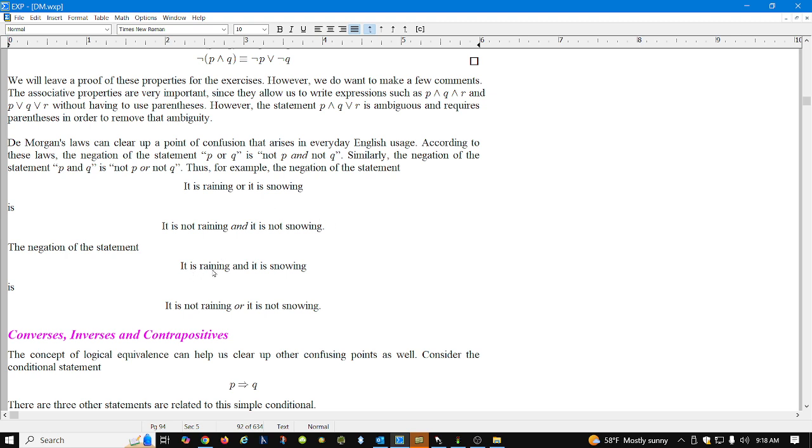Here's another example. It is raining and it is snowing. Negation: it is not raining or it is not snowing. If this is a little bit vague in your mind, I strongly suggest you stop now and spend some time with this until it becomes clear to you. I hate to use the term, but in a sense it becomes obvious that to negate this, you would say this. Okay, and similarly down here. This is critical to the basis of logical thinking.